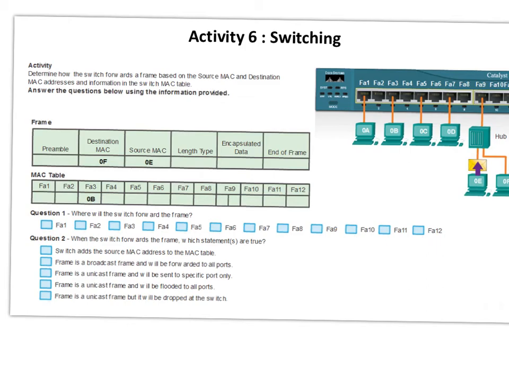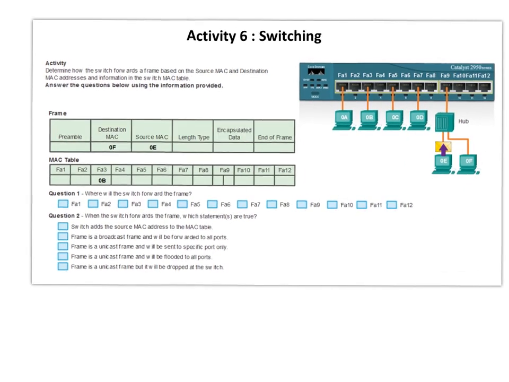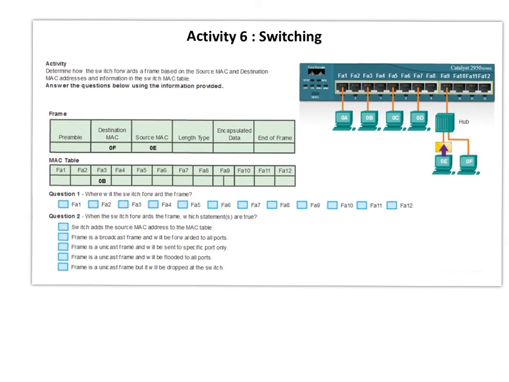So this activity here very quickly talks about a scenario where we want to send a frame. The switch received that frame, and this frame has a destination address 0F and the source address 0E. This is the frame that's coming. So this frame is coming on which port?